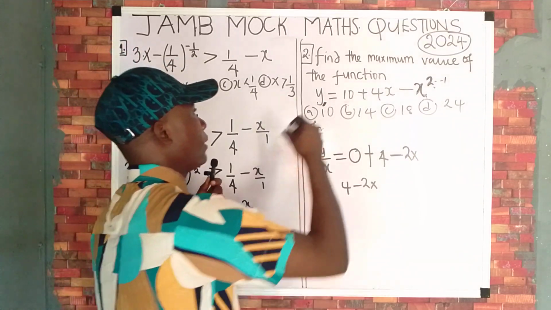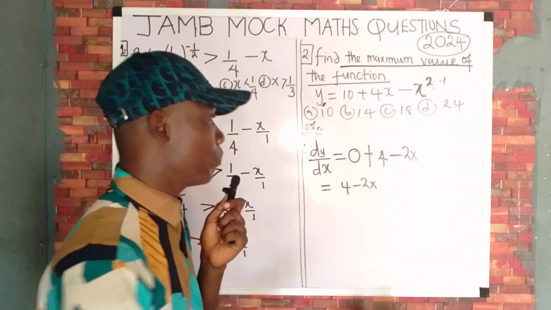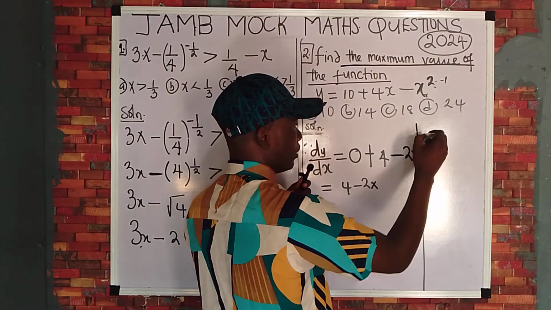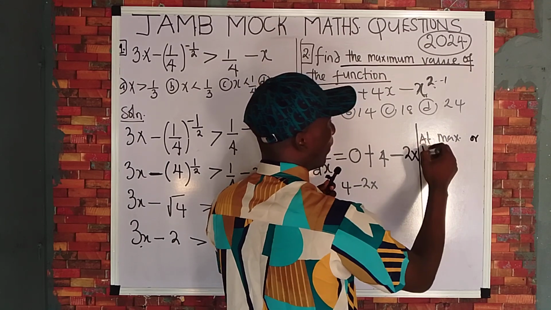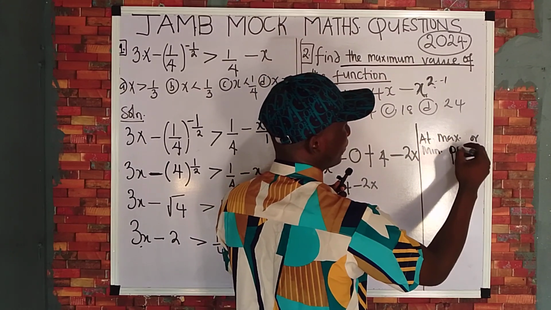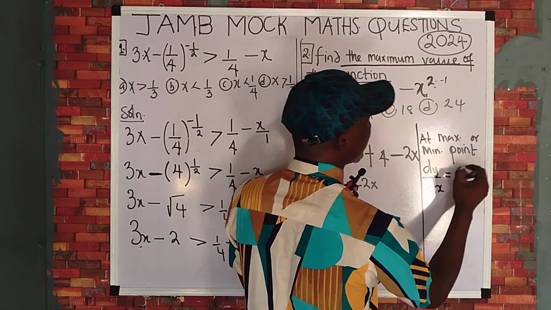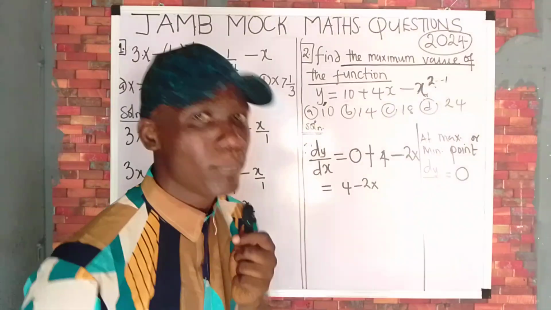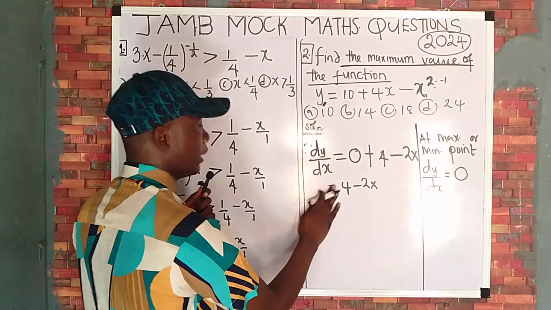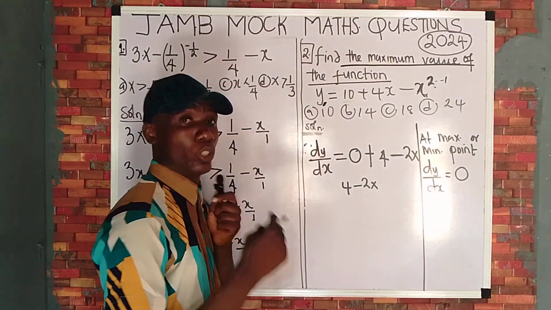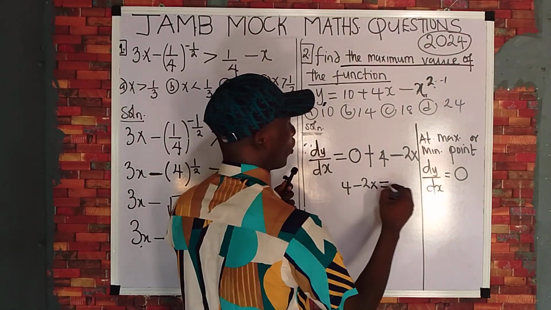No. You were told to find the maximum value of the function. And I want you to note this. Please note this down. At maximum or minimum point, your dy over dx is always equal to 0. At the maximum or minimum point, your dy over dx is 0. So what does that mean? It means that the answer we have gotten here, we are going to equate it to what? 0.